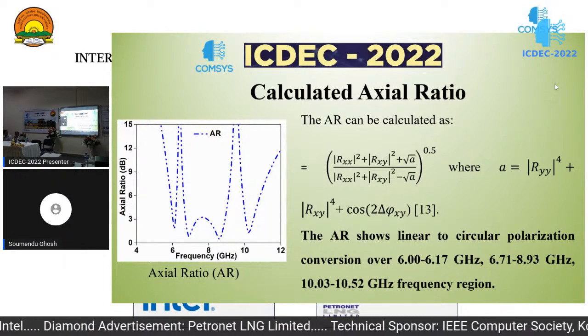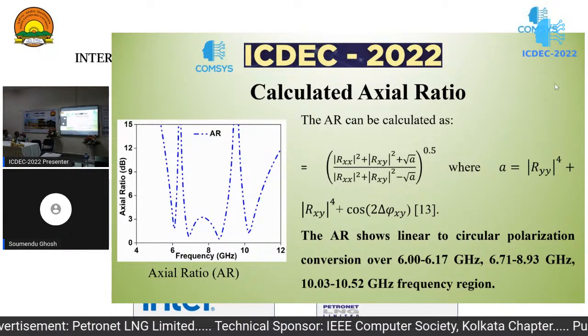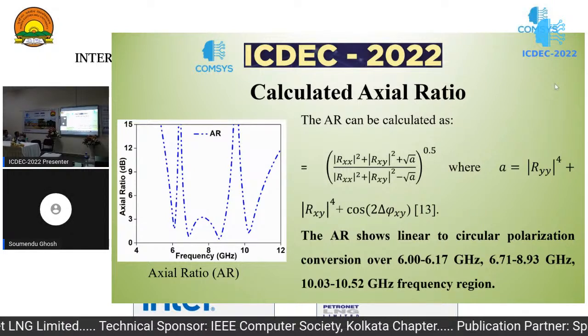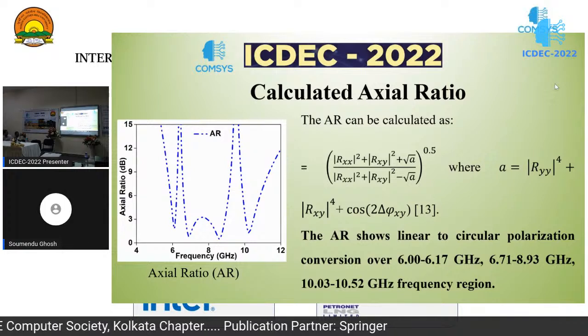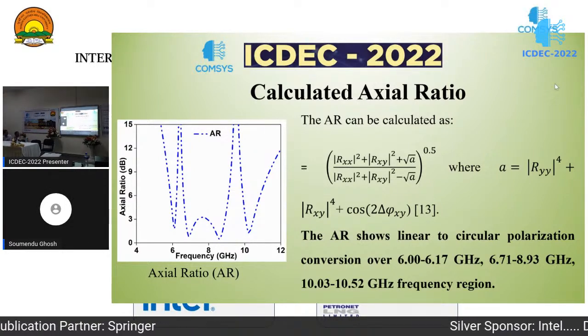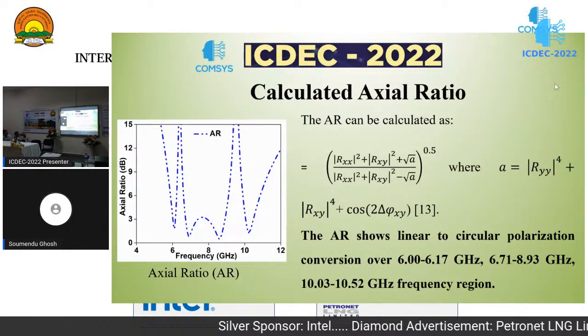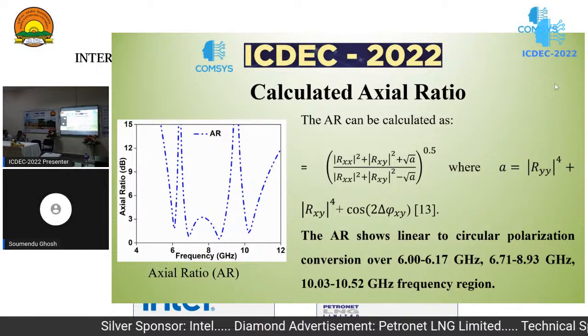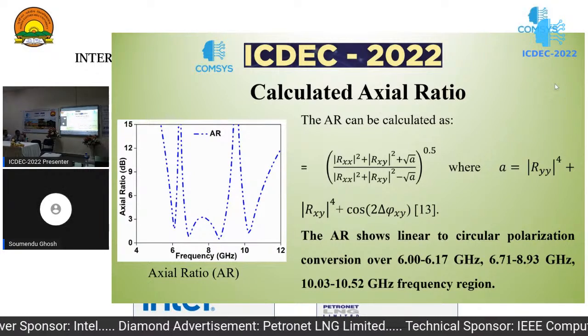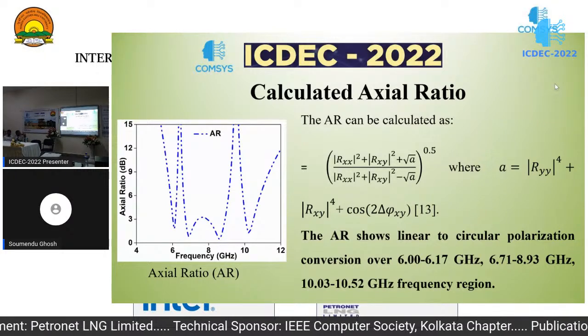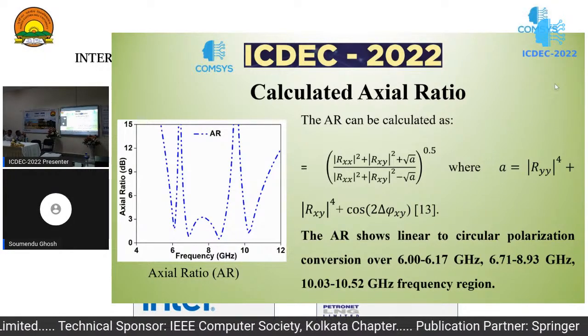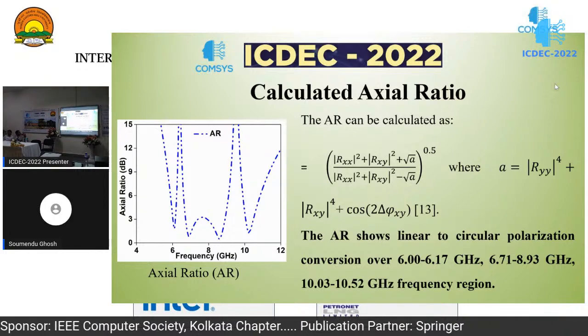And the linear to circular polarization conversion can be estimated by the axial ratio. Here the governing equation shows the linear to circular polarization conversion. The axial ratio shows linear to circular polarization conversion in the bands of 6.0 to 6.17 gigahertz, 6.71 to 8.93 gigahertz, and 10.03 to 10.52 gigahertz.